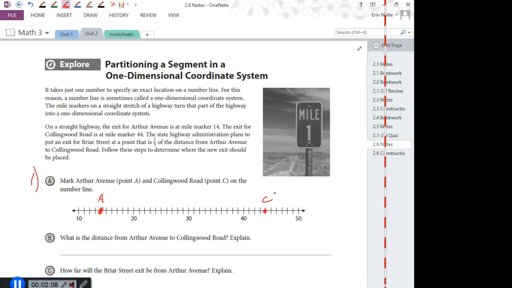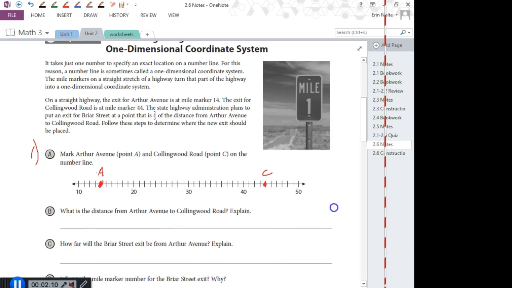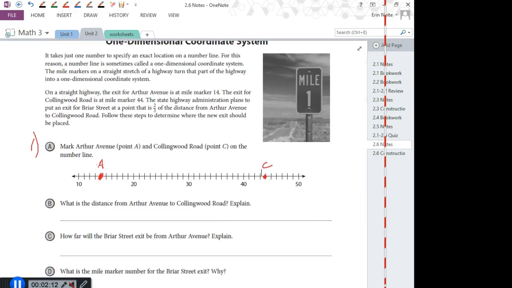So what do you think we should do? How would we figure that out? Wasn't there 30 between them? Like 30 miles between them? How did you figure that out? 14, 44, 44 minus 14. Okay, so good. The first thing we're going to do is figure out the distance between them by simply subtracting. Okay, so yeah, we're going to go 44 minus 14 and say there's a distance of 30 miles between them.